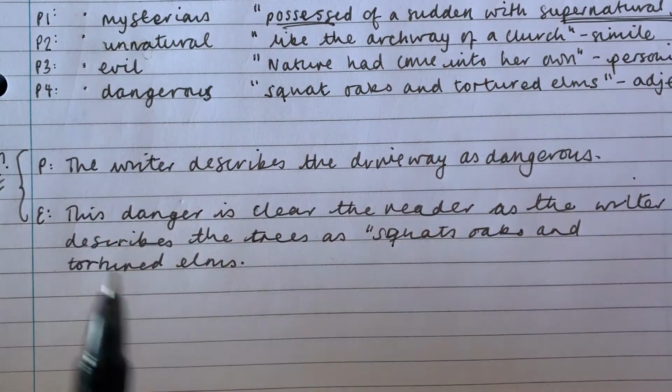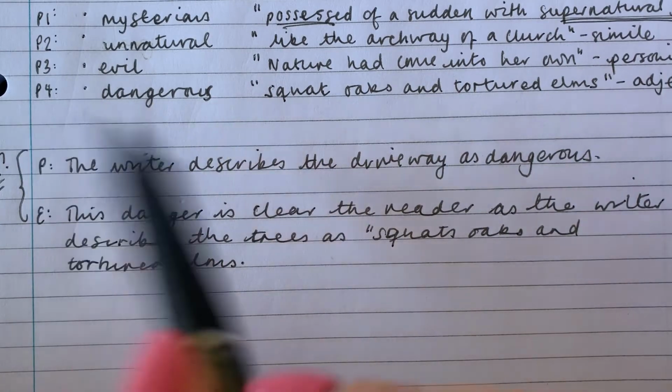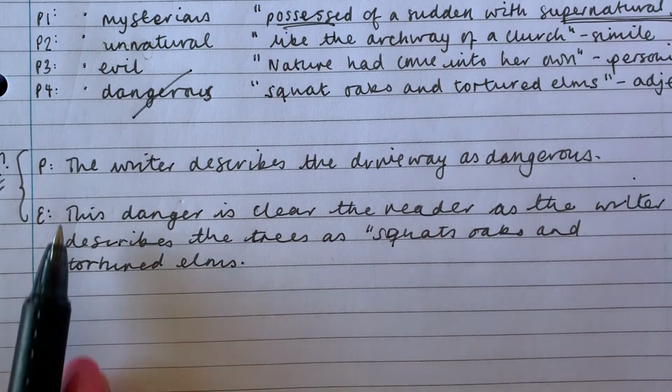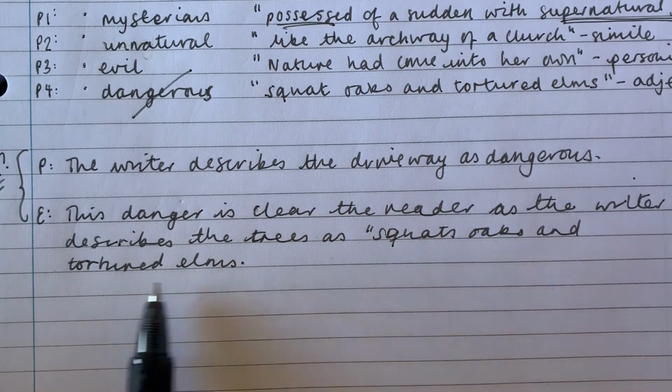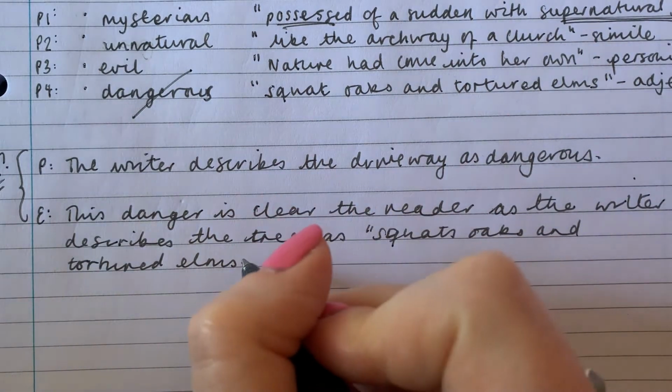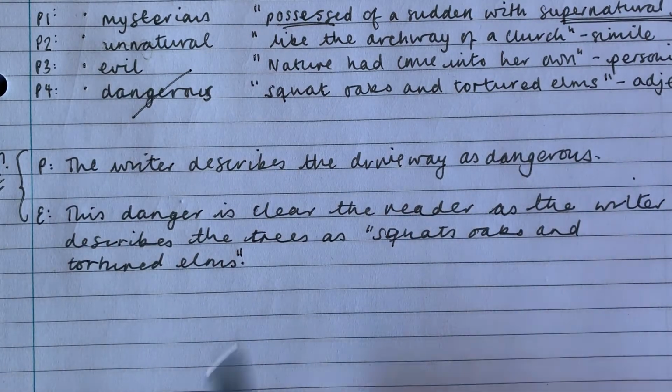But here we've got it really interestingly, haven't we? So the writer describes the driveway as dangerous. That's my word there. Tick. Okay. My evidence. This danger is clear to the reader as the writer describes the trees as squat oaks and tortured elms. Obviously I need to finish off my quotation marks there. You'll see that I've embedded that. The quotation kind of builds itself into the sentence that I've made. It doesn't say, I know this when the writer says squat oaks and tortured elms.